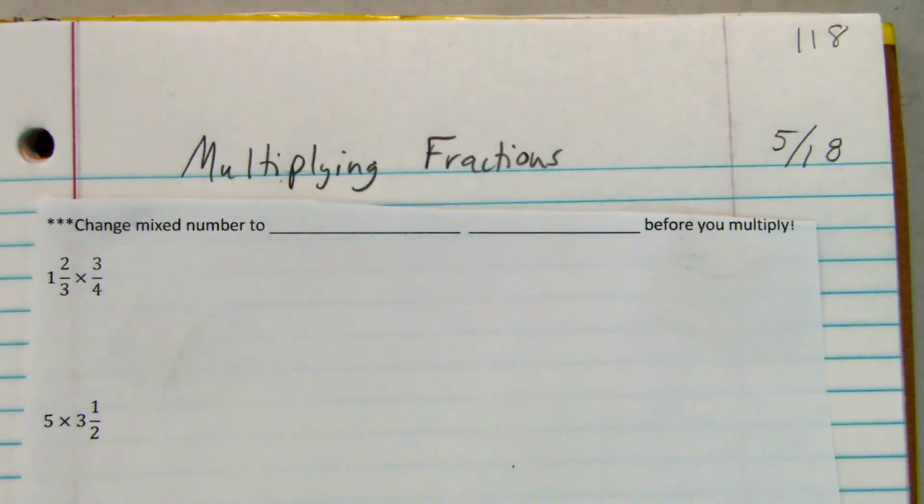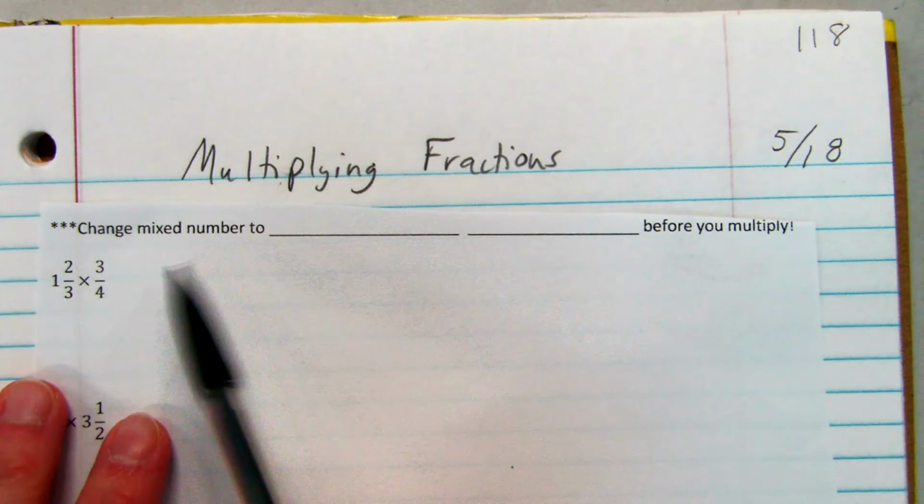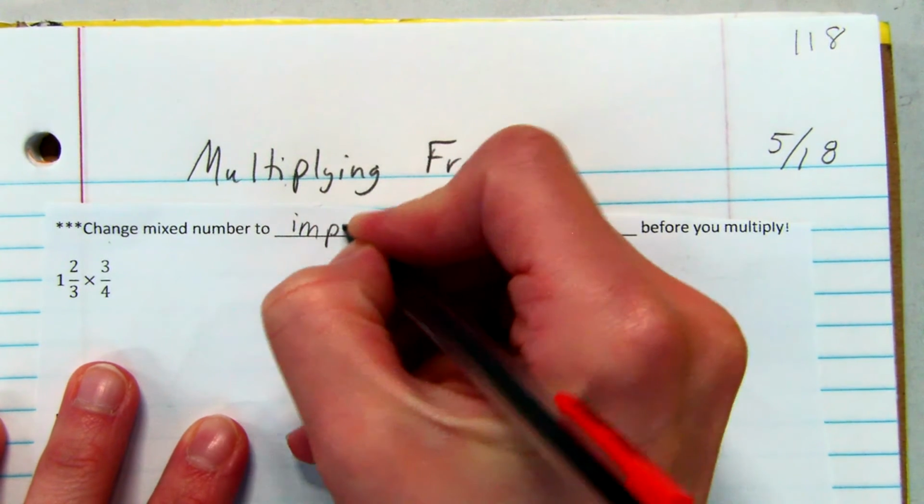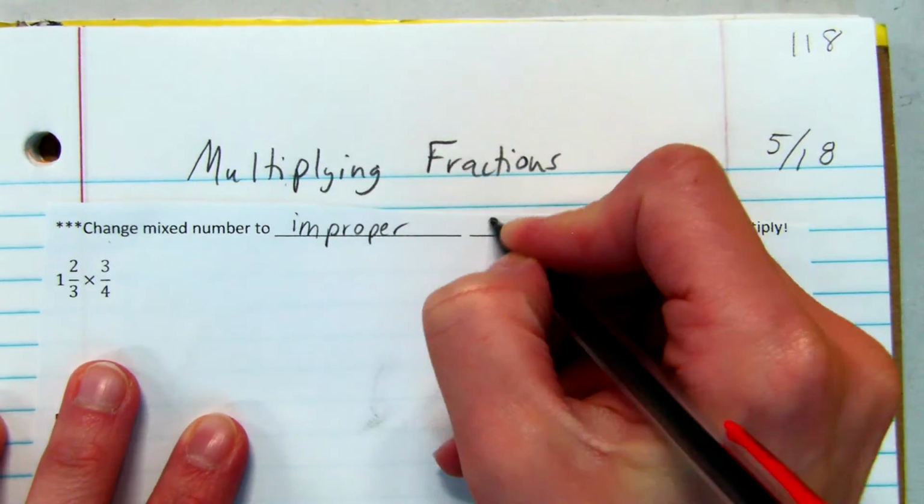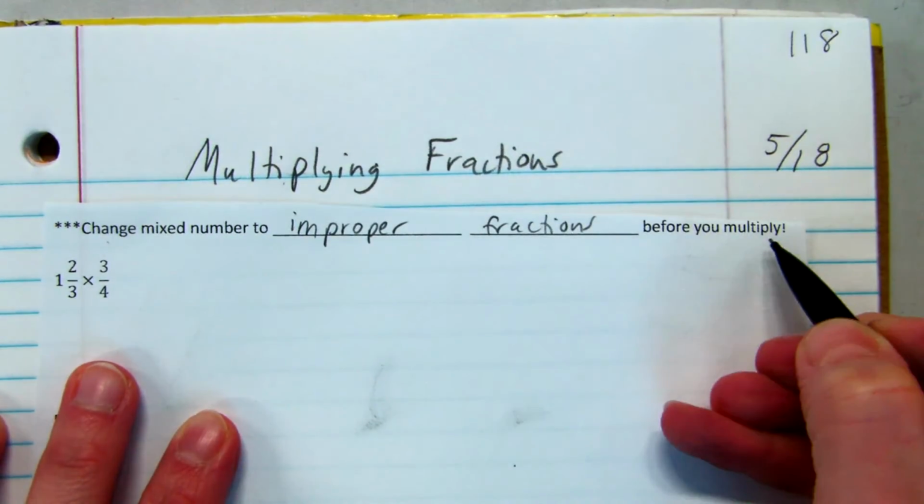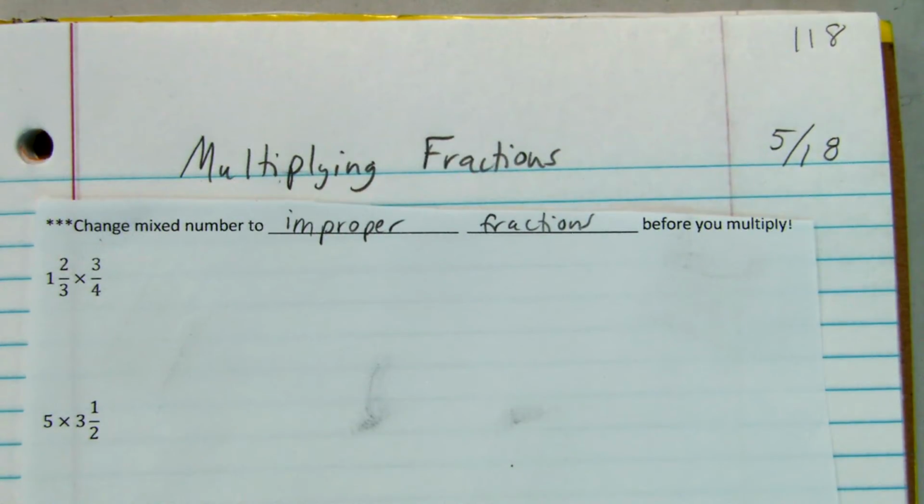All right, so we're going to keep multiplying fractions. Today we're going to multiply mixed numbers. So we're going to change mixed numbers to improper fractions before you multiply. This way we'll just reduce it down so there's just a top and a bottom, just a numerator and denominator, and we won't have that whole number sitting out in front.